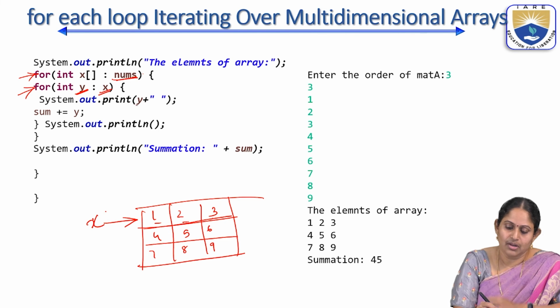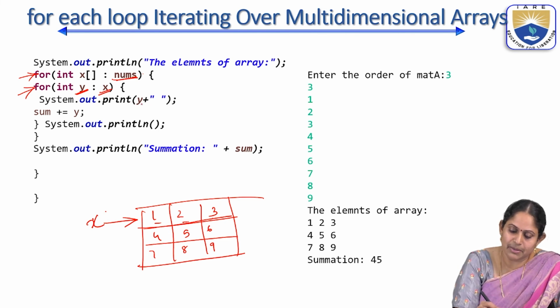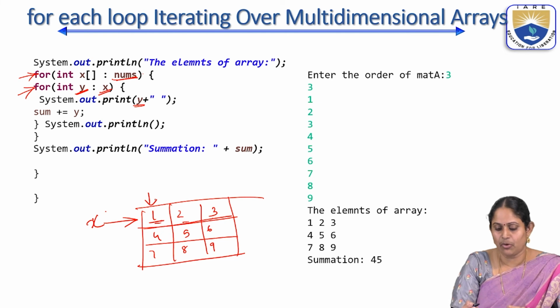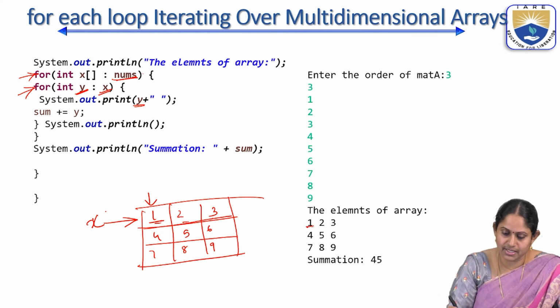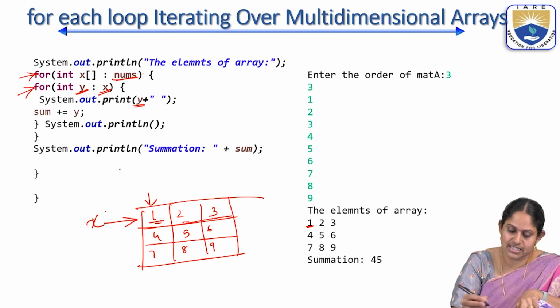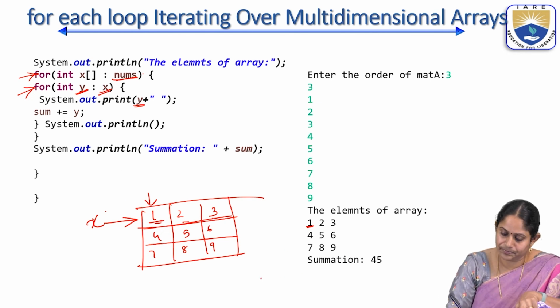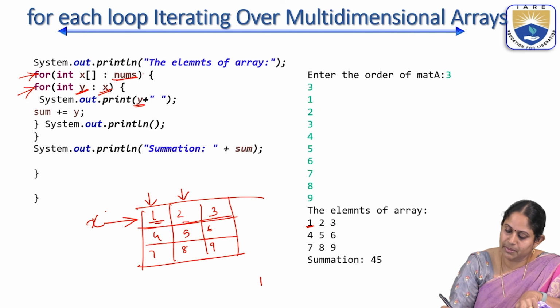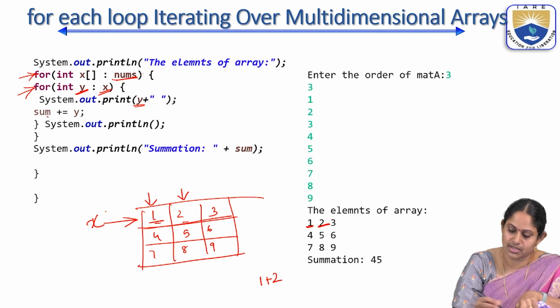So what happens? We are printing y, right? Once this element is taken, y will be pointing here. The y value is printed. Then sum is initialized to 0, and sum becomes 1. Then y is incremented and made to point here. So 2 is printed, and 1 plus 2 will be stored into sum.